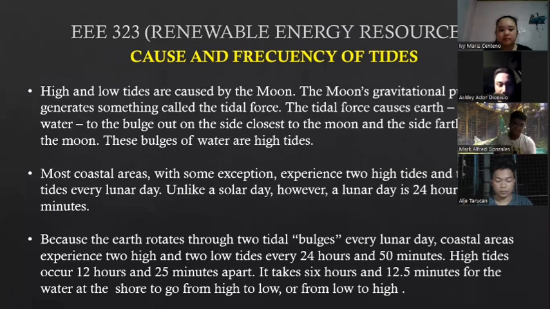Most coastal areas, with some exceptions, experience 2 high tides and 2 low tides every lunar day. Because the Earth rotates through 2 tidal bulges every lunar day, coastal areas experience 2 high tides and 2 low tides every 24 hours and 50 minutes. High tides occur 12 hours and 25 minutes apart. It takes 6 hours and 12.5 minutes for the water at the shore to go from high to low or low to high.